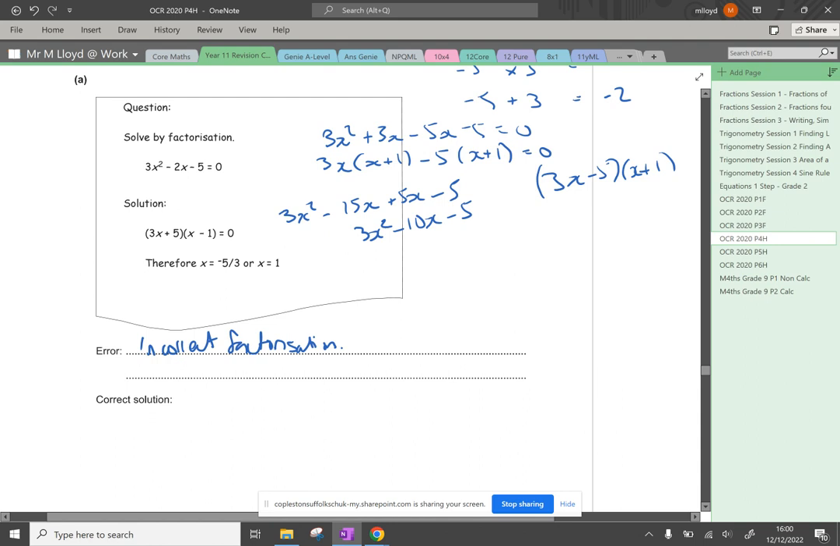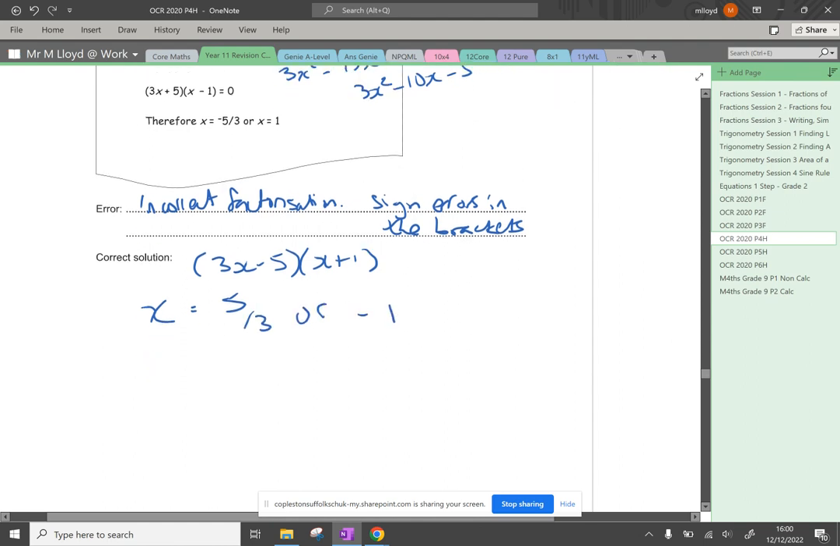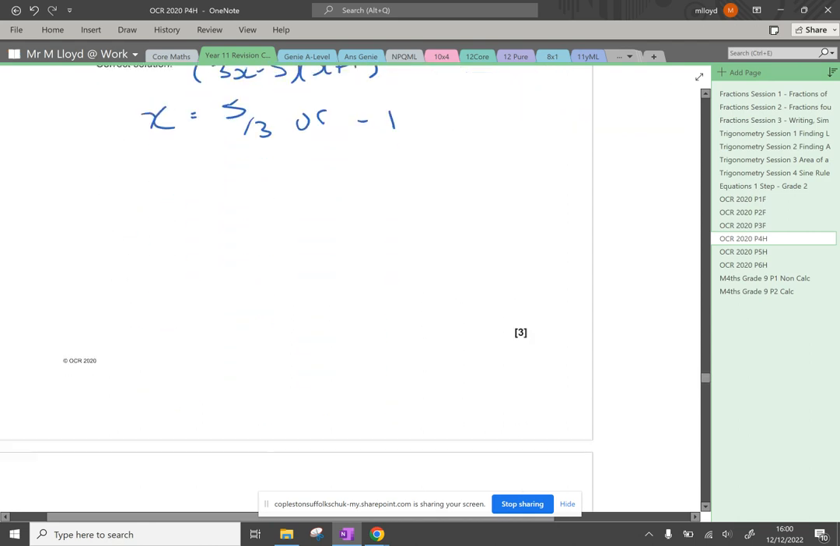That's what's happened. The correct solution is this one. So (3x take away 5)(x plus 1). I'm just going to put sign errors in the brackets. I just want to make sure that I've fulfilled what's required on the mark scheme. And then, therefore, the solutions are x equals 5 over 3 or negative 1. Okay, happy with that. 3 marks for that.